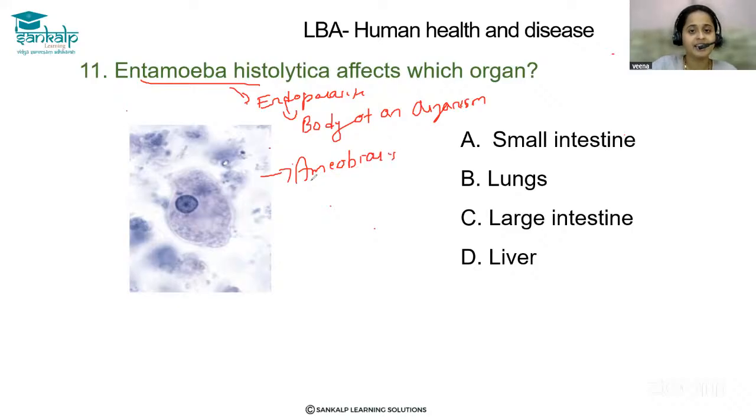Here it is going to affect the part of the body that is the large intestine, where exactly it multiplies and causes the disease called amoebiasis. So the correct answer is option C, that is large intestine.